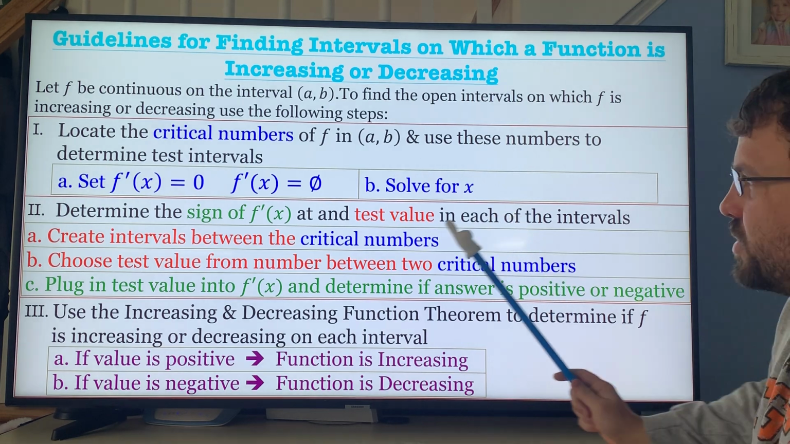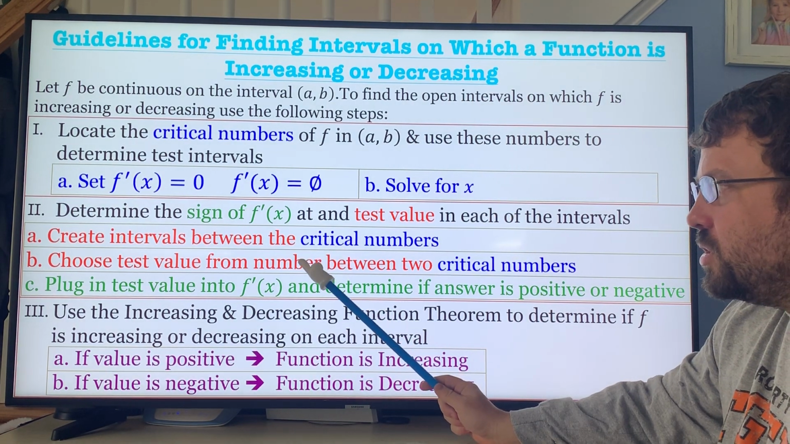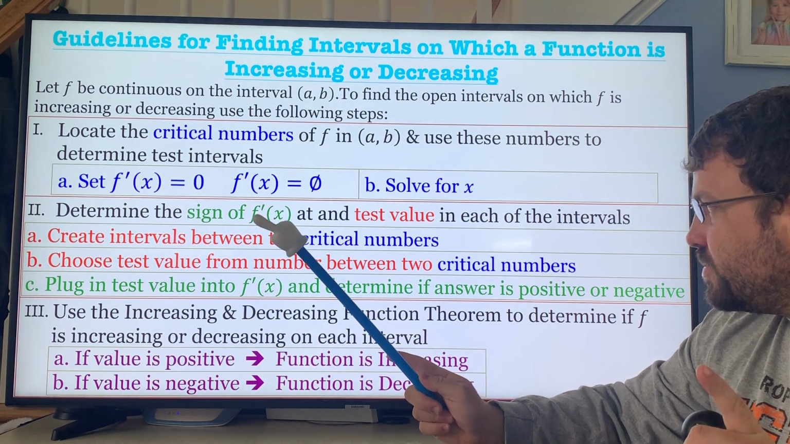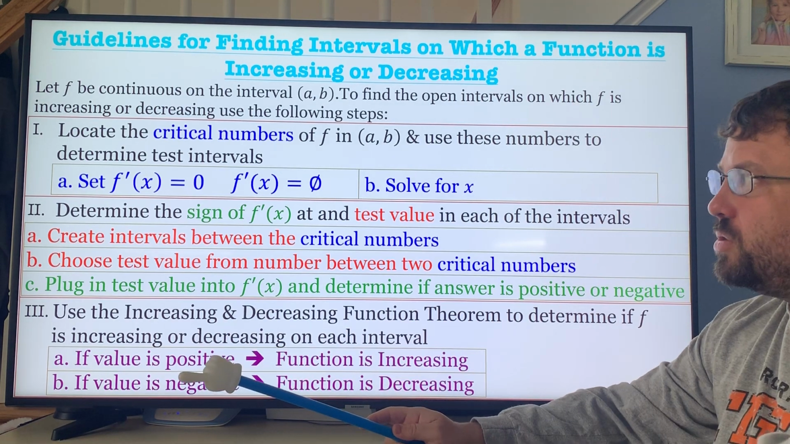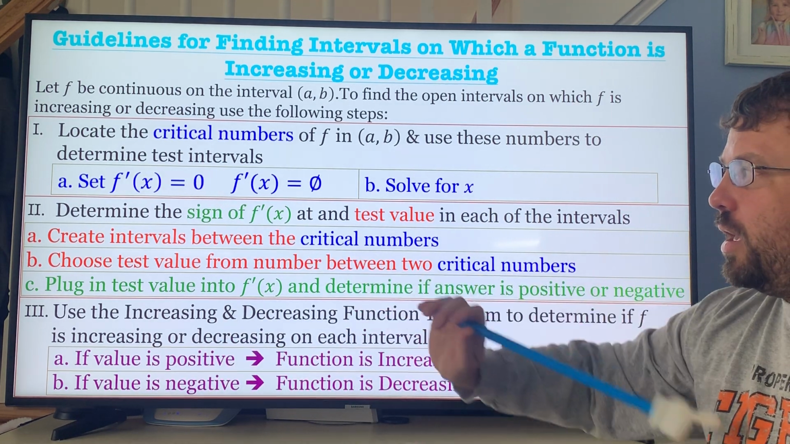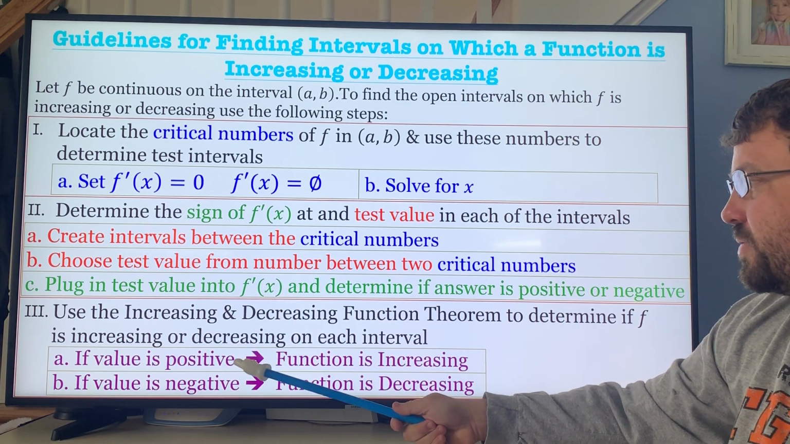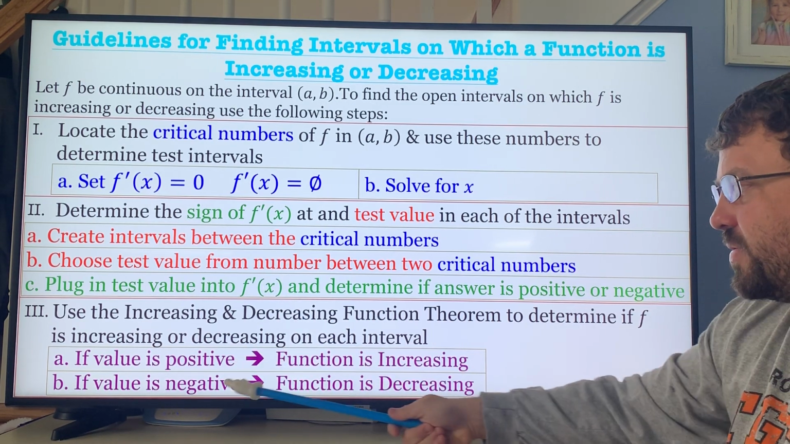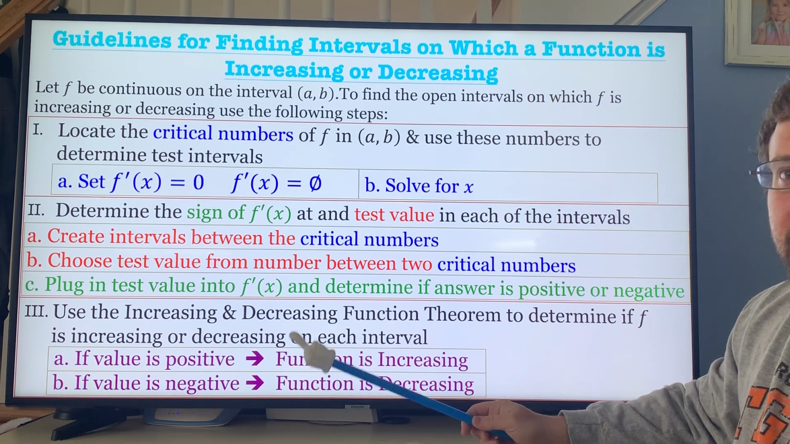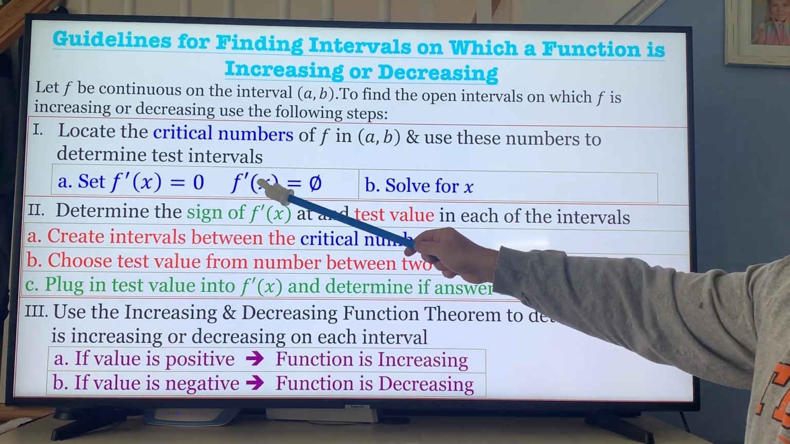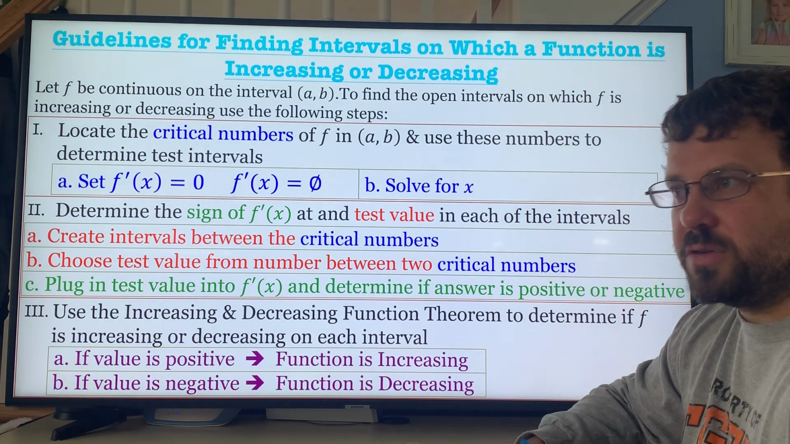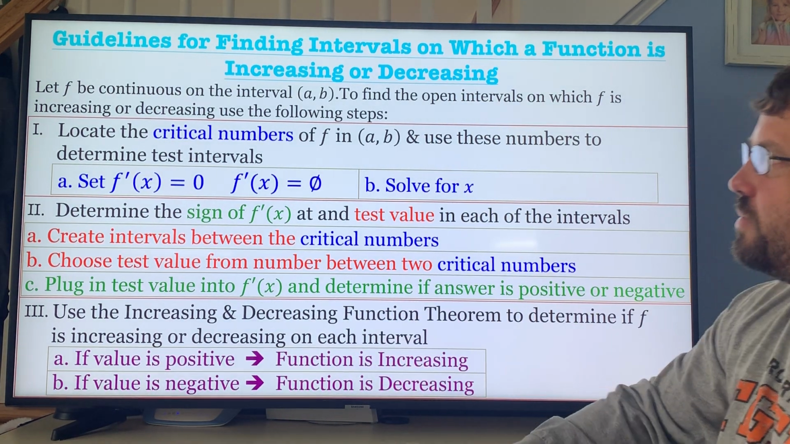So after you create the intervals, you pick a number between the two intervals, right? You plug that into your f prime, you plug it into your derivative. If the number is positive, the function is increasing. If the number is negative, it is decreasing. To find the actual critical point, you take the critical number and plug it back into the original equation. That gives you your x and your y value.